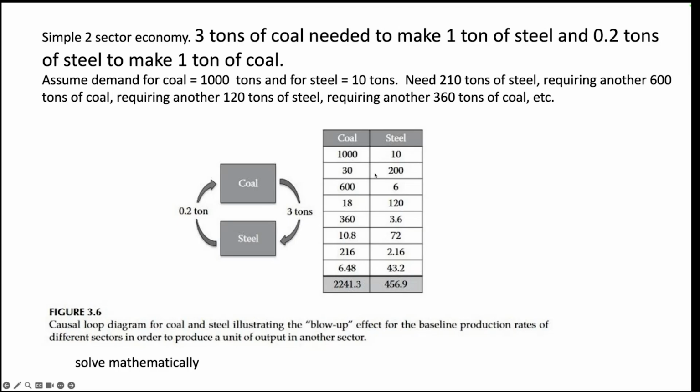So this is that table. And when you add it all up, you need 2,200 tons of coal and 456 tons of steel in order to do this. Okay, and this has to be solved mathematically. Any questions about that? It's pretty confusing, but if you think about it, it makes sense.